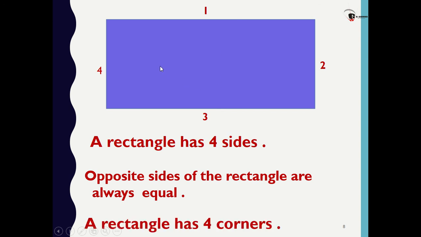A rectangle has 4 corners. You can see 1, 2, 3 and 4. It has 4 corners.